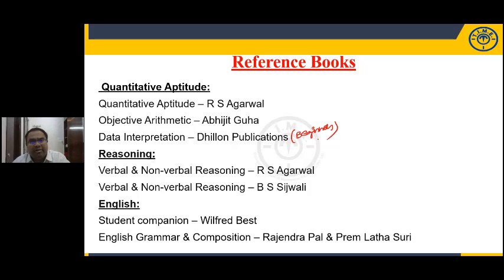So quantitative aptitude, I give 2 books. R.S. Agrawal, Abhijit Guha, anything you can look at. Then reasoning, R.S. Agrawal, BSc is any one book. And Student Companion, Wilfred Best, one more book. Most of you know this book, Word Power Made Easy. Word Power Made Easy. Norman Lewis. Word Power Made Easy. This is the other one, Norman Lewis.